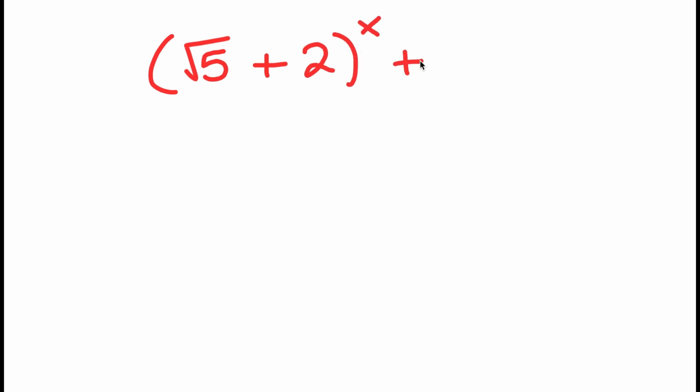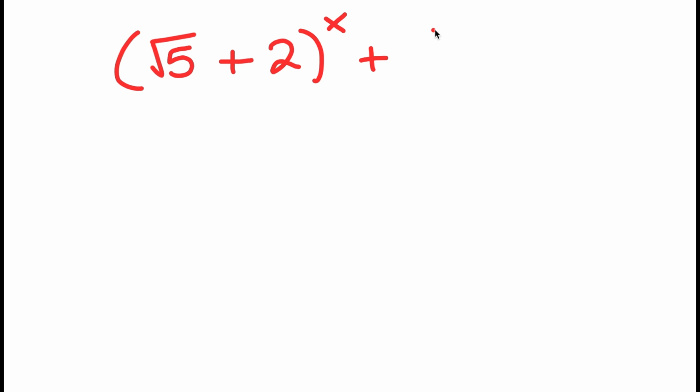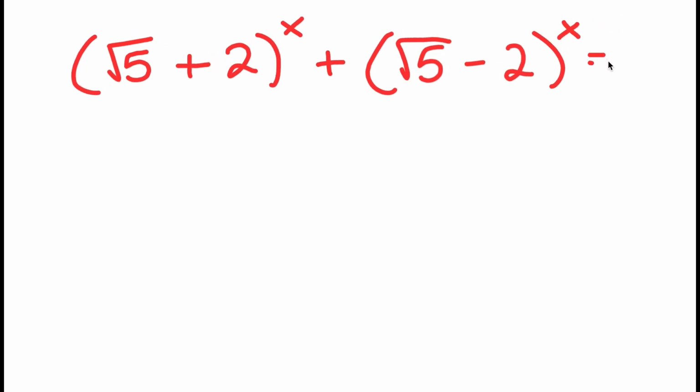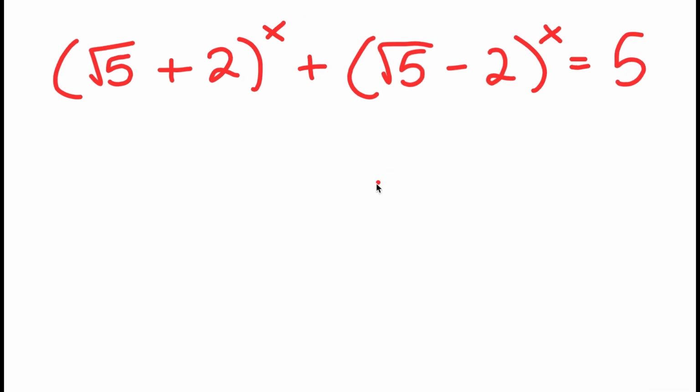In today's video, I'm going to be solving an interesting equation. So for my equation here, I have the square root of 5 plus 2 to the power of x plus the square root of 5 minus 2 to the power of x is equal to 5. So how am I going to solve this equation?